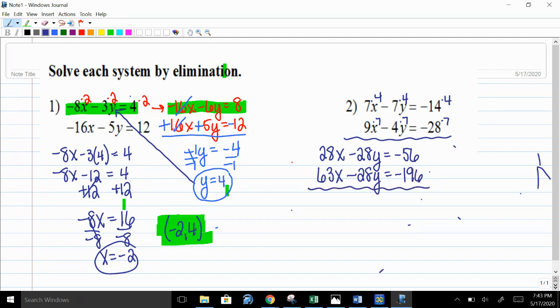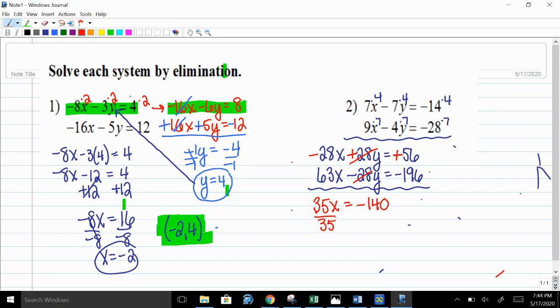Now I can eliminate. Well, I really can't because, again, the 28s are both negative. No big deal. Make one of them a positive and then change the signs of the other two. I know I'm changing a lot of things here, but that's fine. So the negative 28 and the 63, that adds up to, sorry, I made a mistake there, positive. That's going to be positive 35x. The y's eliminate, equals negative 196 and 56. That's going to be negative 140.